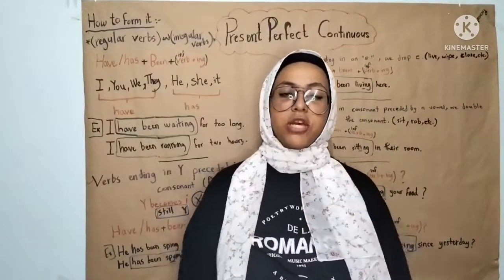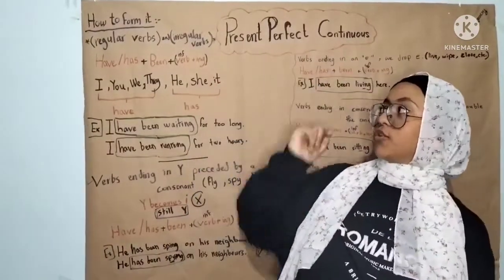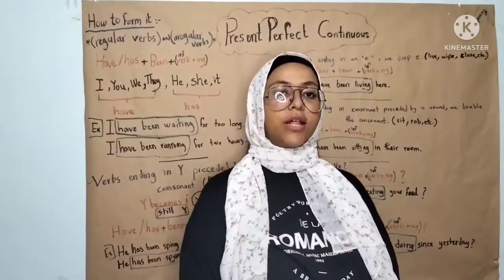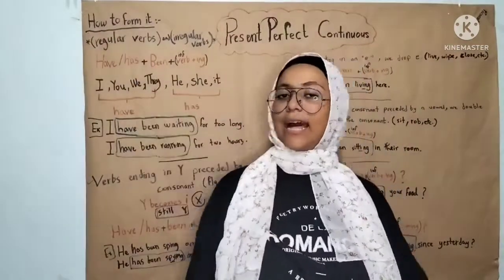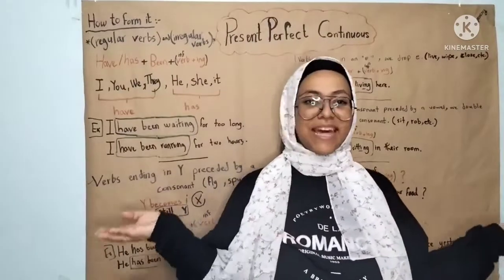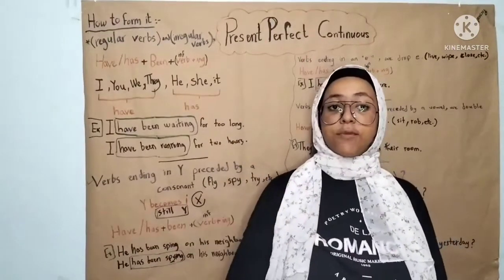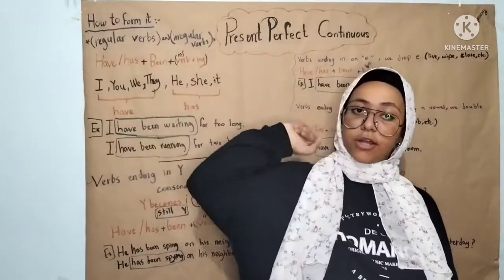This is Mariam, and today we're going to learn about present perfect continuous. So we're going to learn how to form it and how to use it. So let's begin. In English we have two types of verbs, regular verbs and irregular verbs.